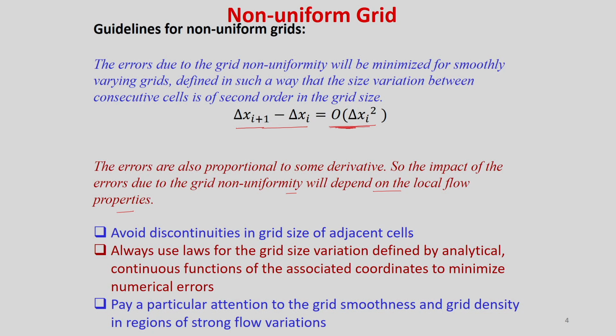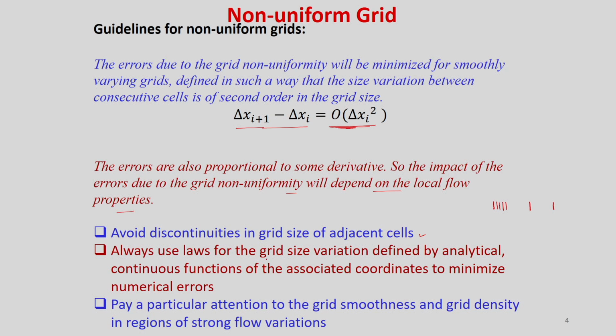Avoid discontinuities in grid size of adjacent cells. It should progressively increase or decrease. You should not have an abrupt change in the grid size, like say you are using a very fine mesh near the solid region, then suddenly you have taken some grid like this. You can see that there is an abrupt change in the step size, so you should avoid this type of grid.